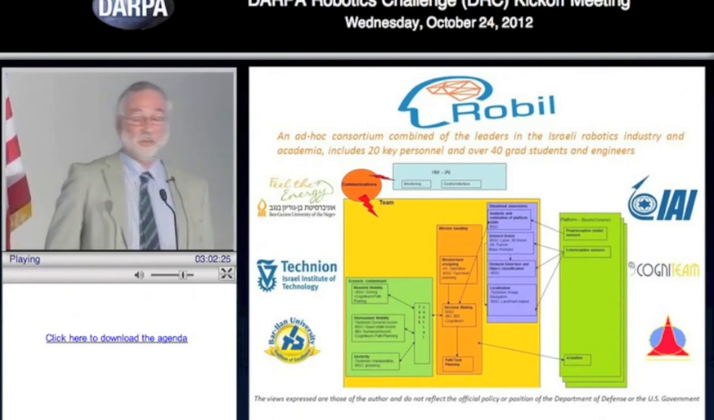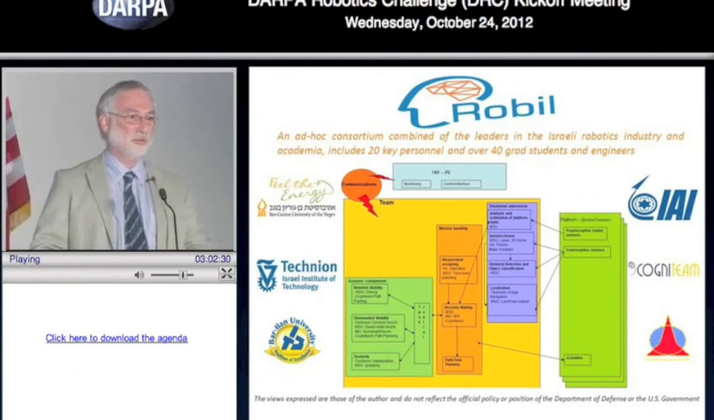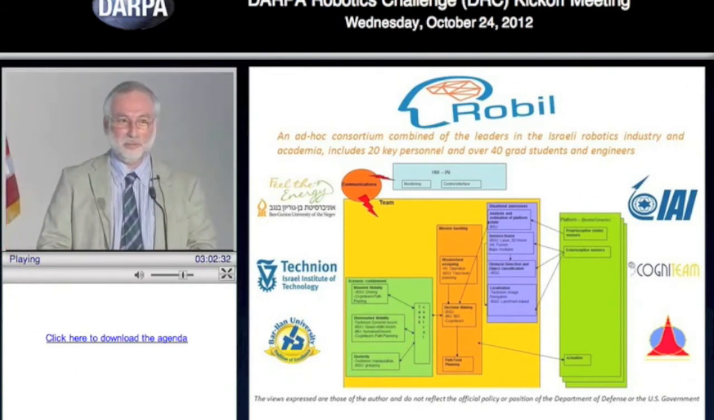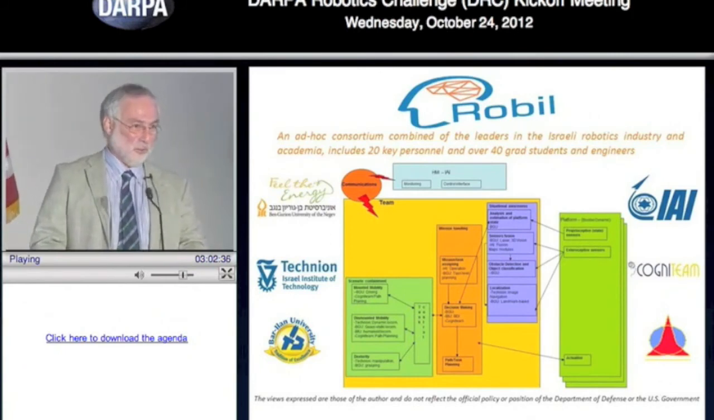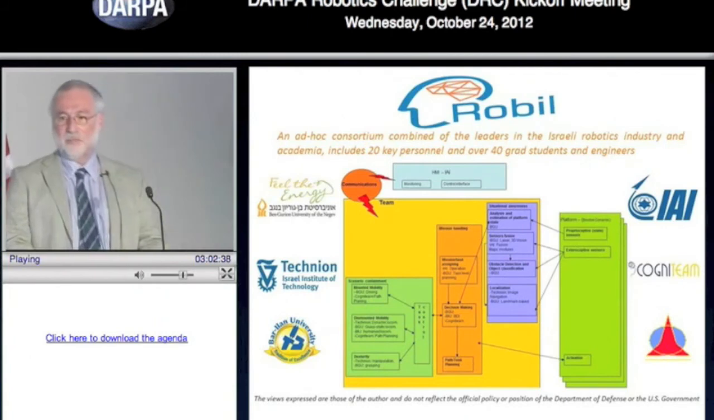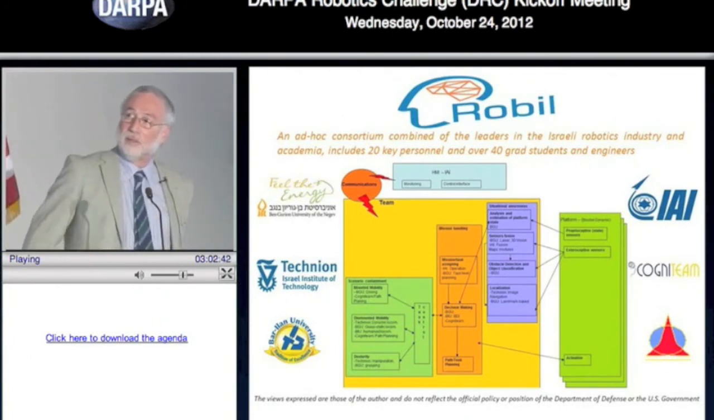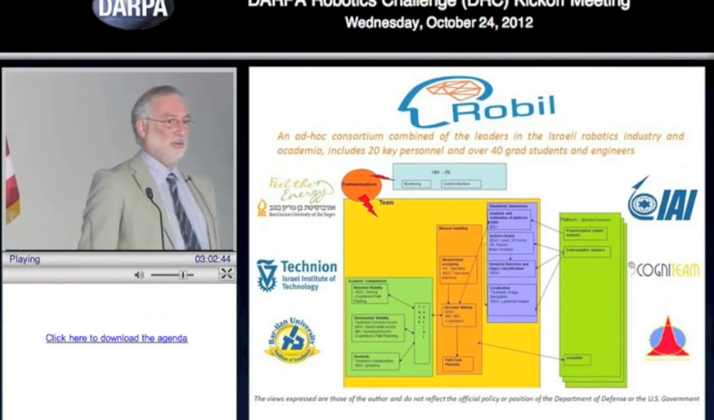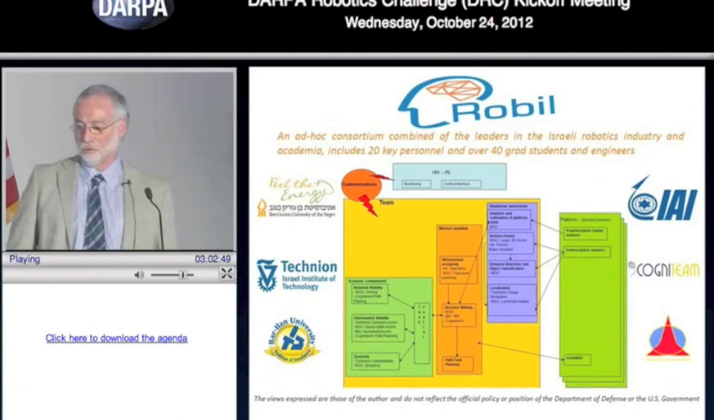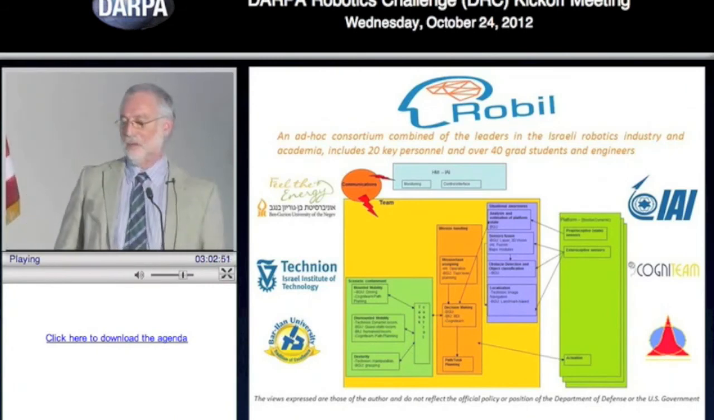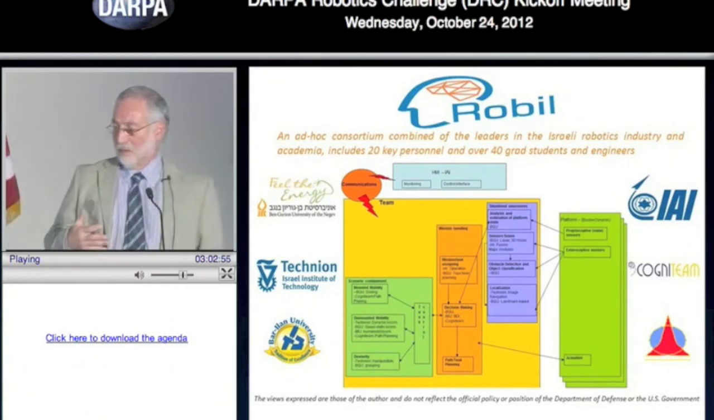And actually we are very thankful for DARPA for bringing us such a challenge, because during the last 2 years we were looking for something that would make us work together. Now, the people in this team came from different areas. We have experts from the area of perception. We have experts from the area of decision support system and decision making. We have people in the area of dexterity and so on.